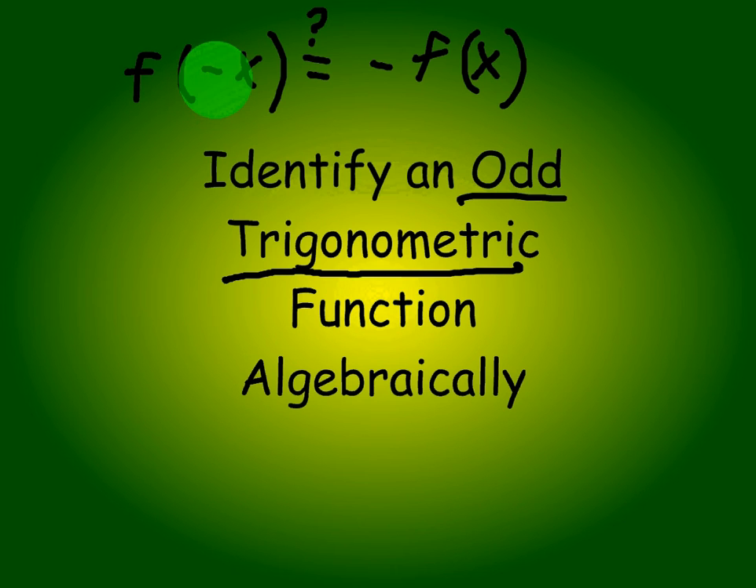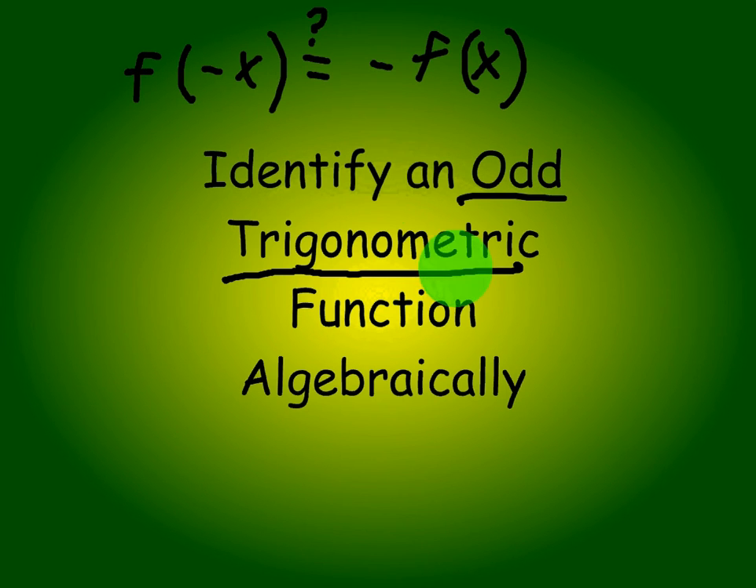Today we're going to be looking at whether or not a trig function is odd. So the title of this lesson is Identify an Odd Trigonometric Function. We're going to be doing it analytically or algebraically. So in other words, does f of negative x equal negative f of x? Another way to put it, does f of negative theta equal negative f of theta?